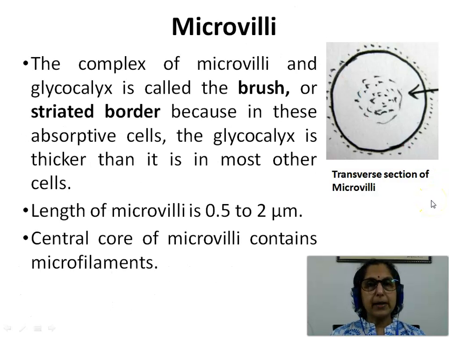The complex of microvilli and glycocalyx is called the brush or the striated border because in these absorptive cells, the glycocalyx is thicker than it is in most other cells. The length of microvilli is between 0.5 to 2 micrometers. Central core of microvilli contains the microfilaments. This here is a transverse section passing through a microvillus. So the central core here is made up of microfilaments, and what we see here is the outer cell membrane.